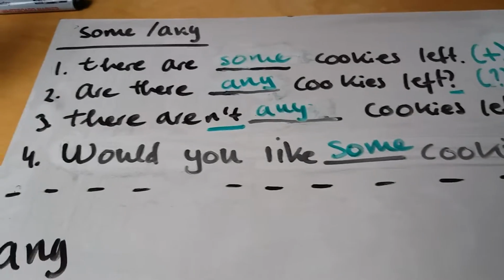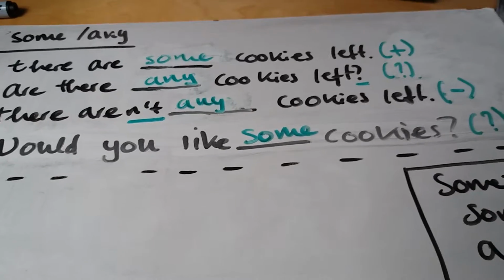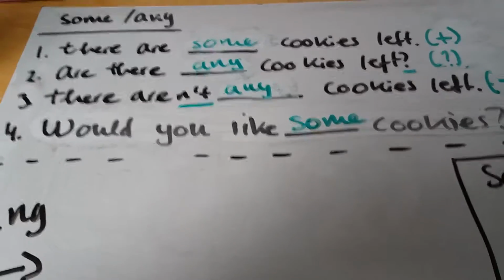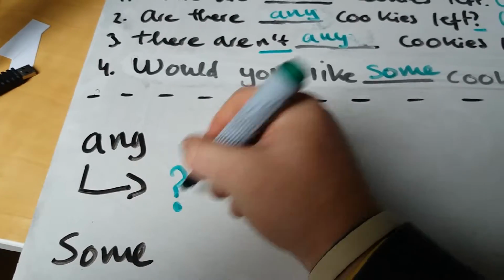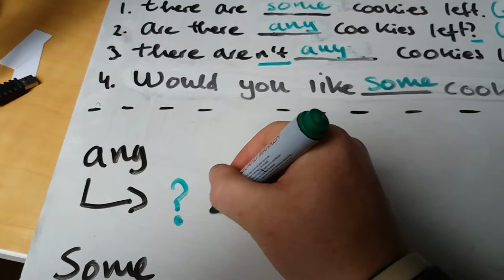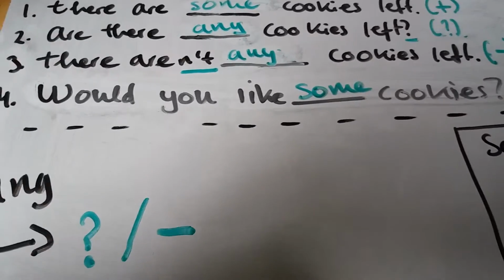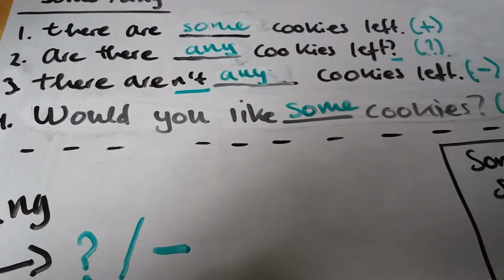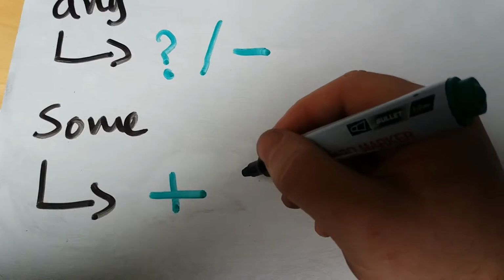Now, when do we use any and when do we use some? If you look at the word any, we see, are there any cookies left? There aren't any cookies left. We have question sentences and negative sentences. So any is always used in question sentences and in negative sentences. Some is used in positive sentences, right here, positive sentences.